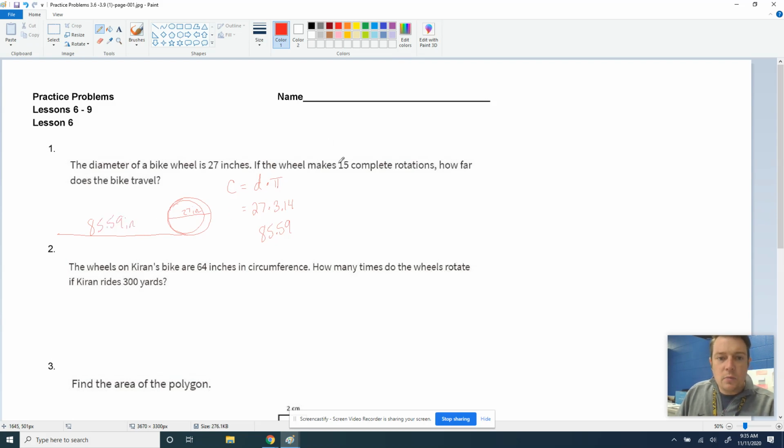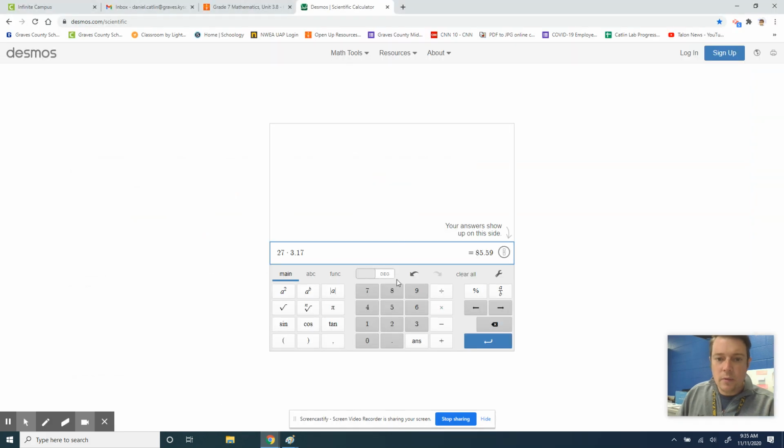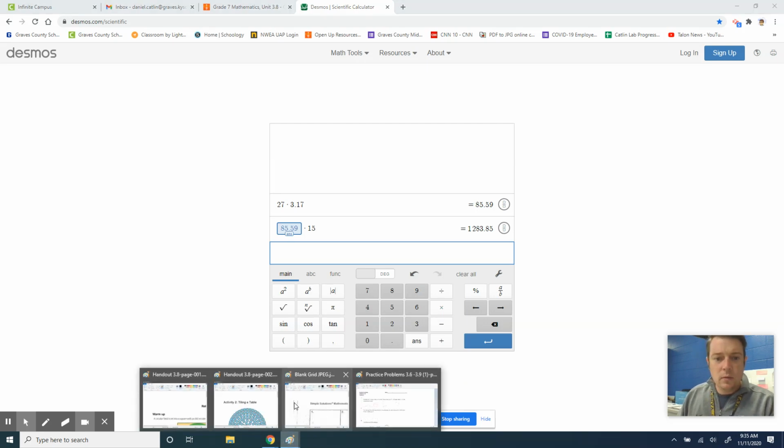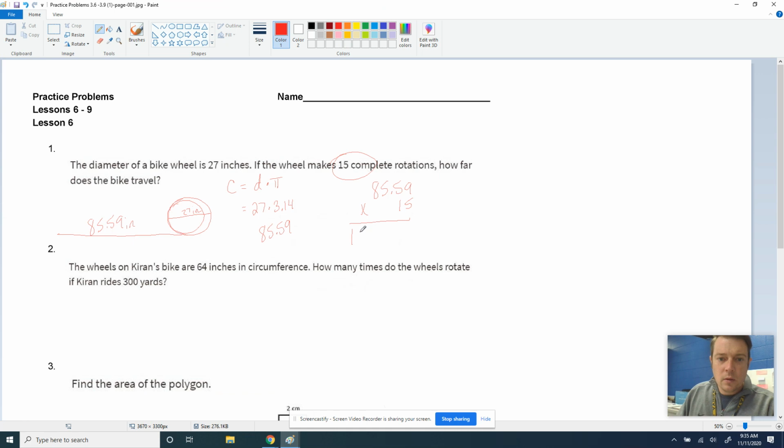And this question says, well, what if it made 15 complete rotations? So we would have to multiply 85.59 times 15 to find out what that would be. So let's knock that out real quick over here. Let's take our answer and multiply by 15. And we get 1,283.85. And that would be inches. There's our answer for the first problem.